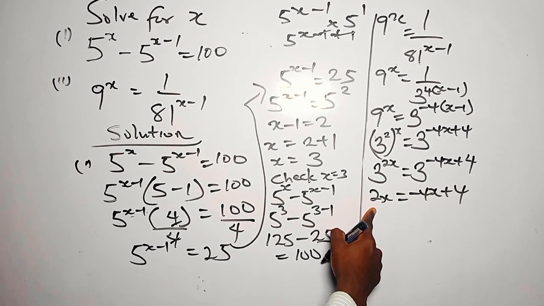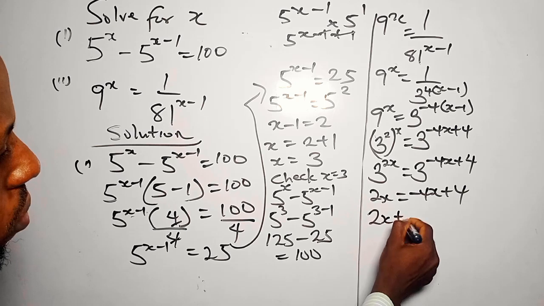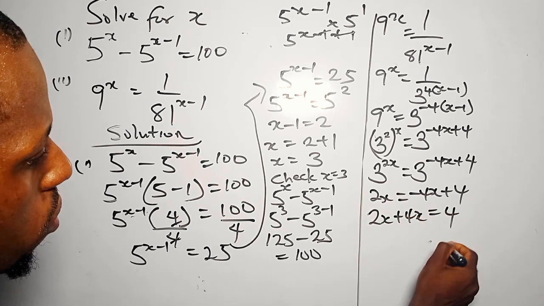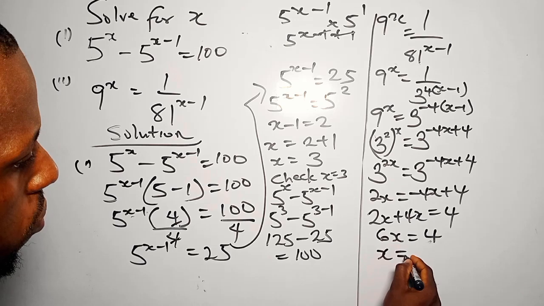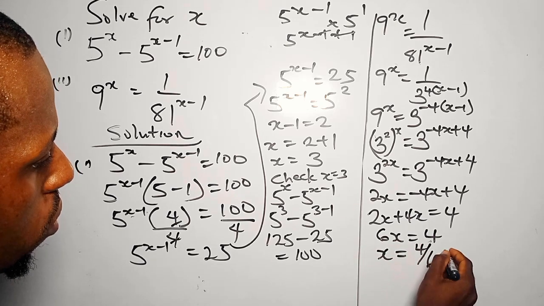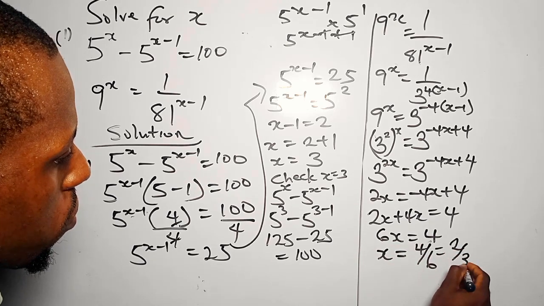So here we collect the like terms. We have 2x plus 4x equals 4. Here is 6x equals 4. So the value of x is 4 over 6, or we have it to be 2 over 3.